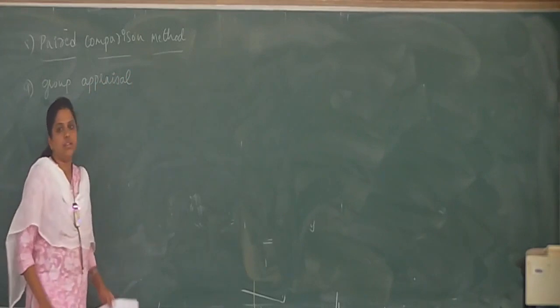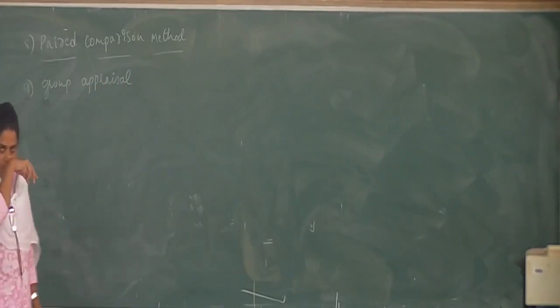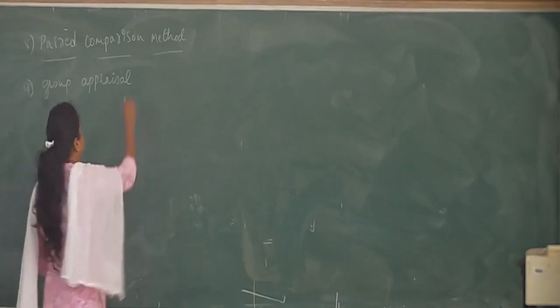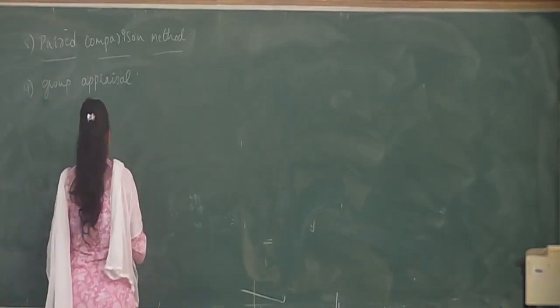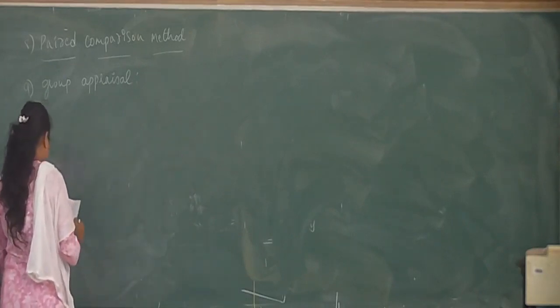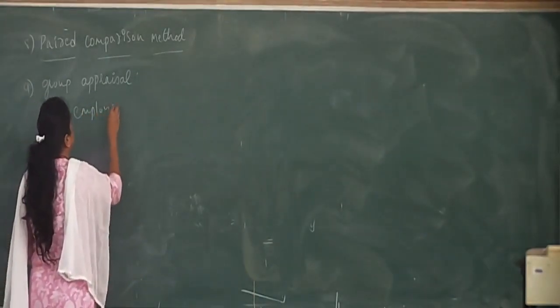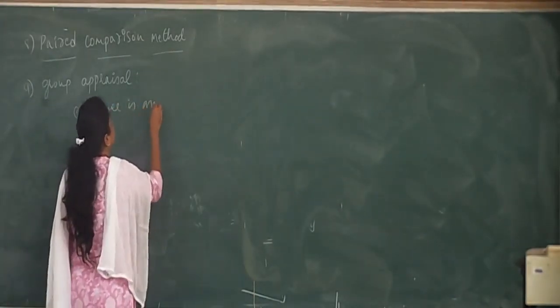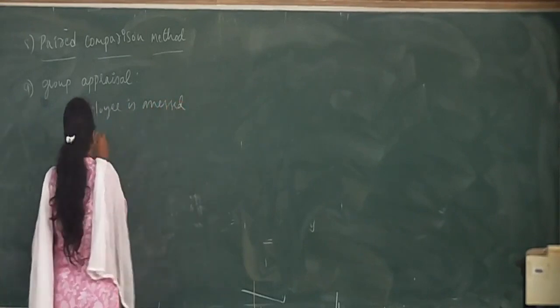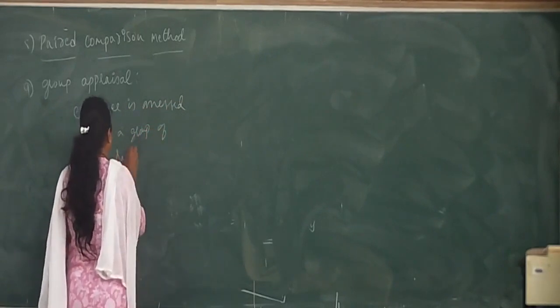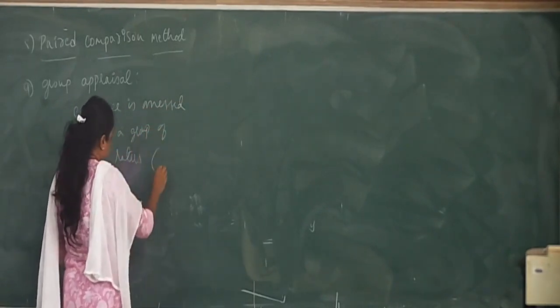Okay. So here one employee is assessed or evaluated by a group of raters or assessors. Okay. So who are these groups? So here the employee is assessed by a group of raters. So who are these raters?